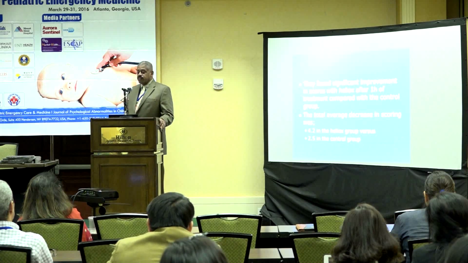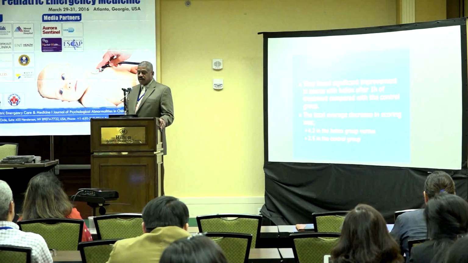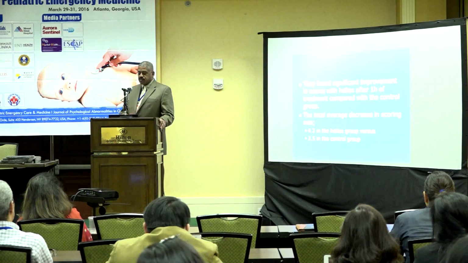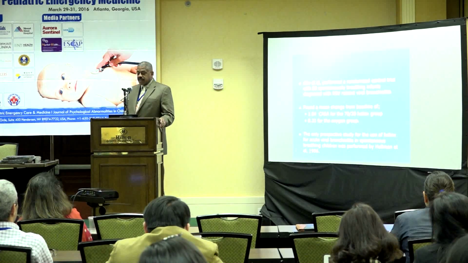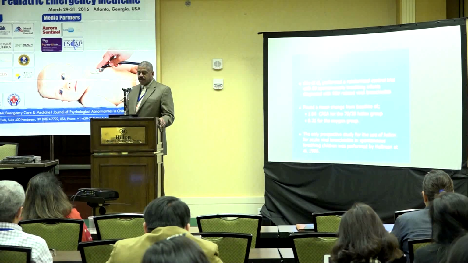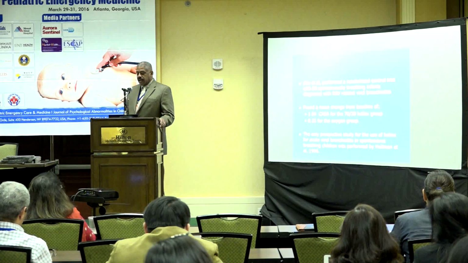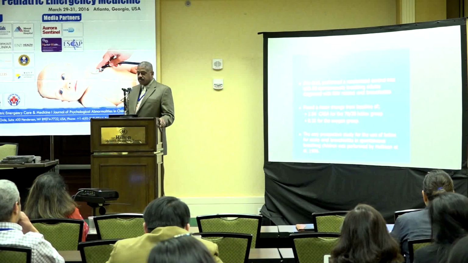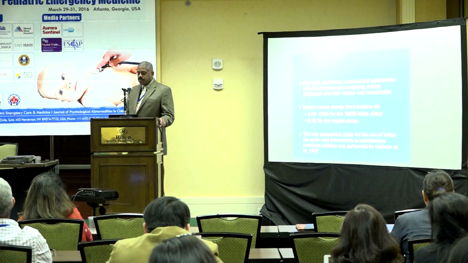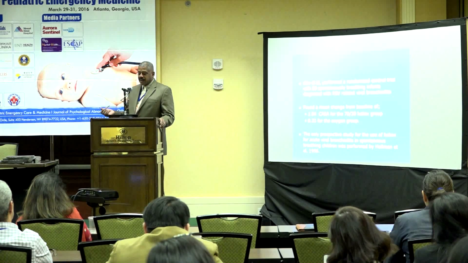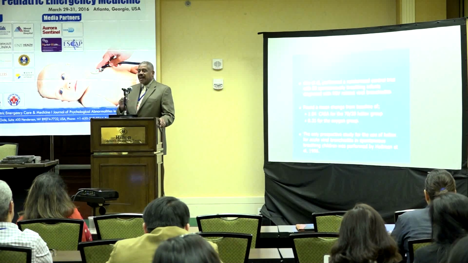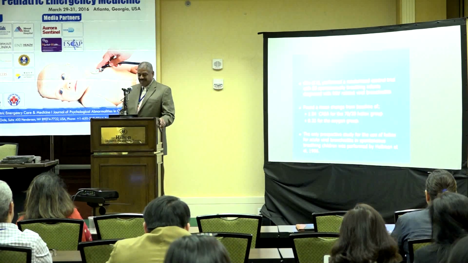They found significant improvement in scoring with Heliox after 1 hour of treatment when compared with the control group. The total average decrease in scoring was 4.2 in the Heliox group versus 2.5 in the control group. Kemeny et al. looked at 69 kids with viral-related bronchospasm, and there was a mean change from baseline of 1.84 versus 0.31. And the only prospective study for bronchiolitis is by Hallerman et al., and I have a reference slide at the end of the presentation that you can look at.